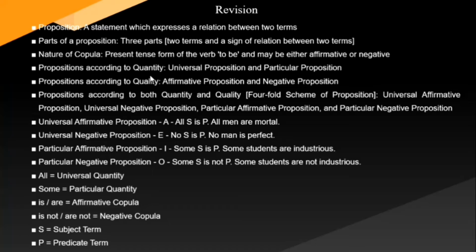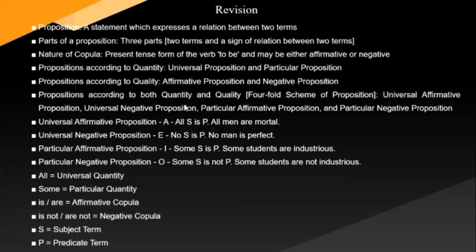Propositions according to quantity. According to quantity, propositions are of two kinds: universal proposition and particular proposition. Propositions according to quality. According to quality, propositions are of two kinds: affirmative proposition and negative proposition. Propositions according to both quantity and quality, that is fourfold scheme of proposition.